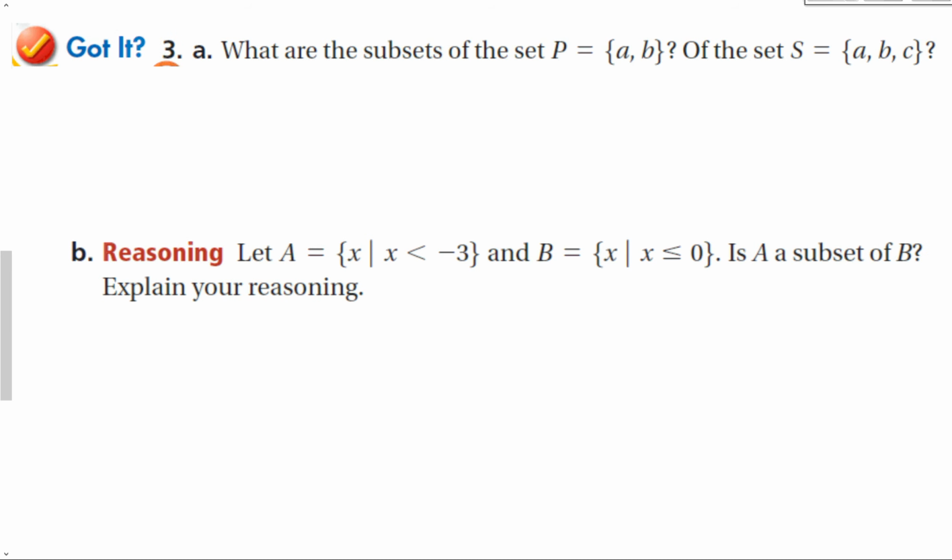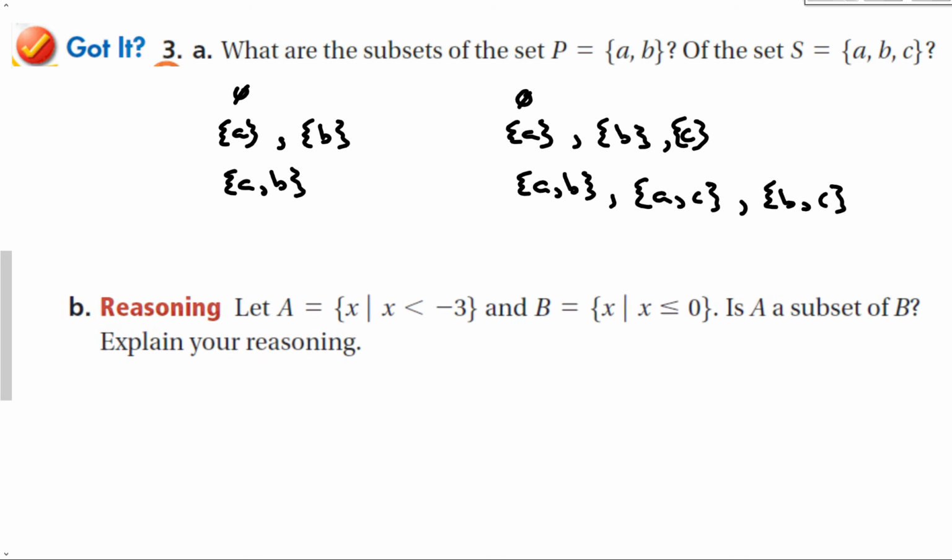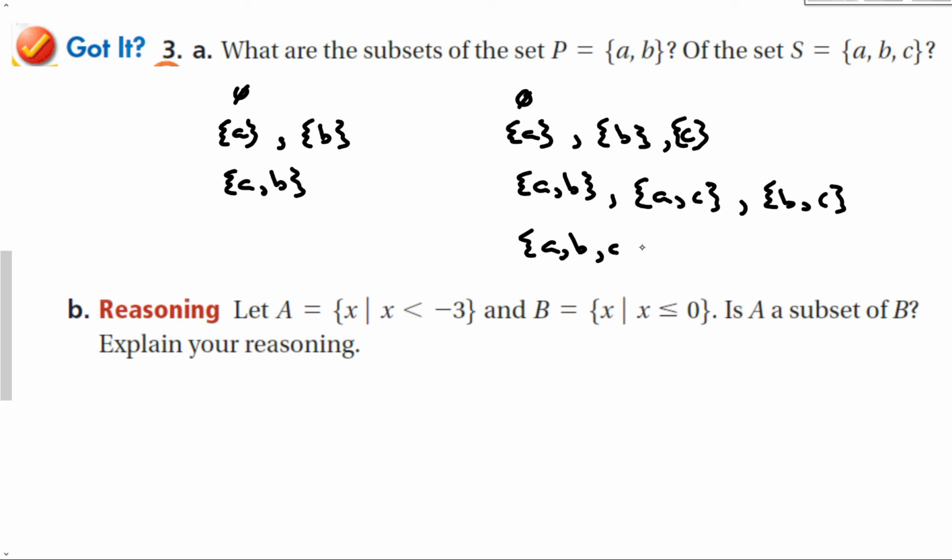What are the subsets of the set A, B, C? Well, it's going to be the empty set, A, B, C, then A, B, A, C, B, C, and finally A, B, C. My braces get uglier the faster I try to go, but you get the idea.